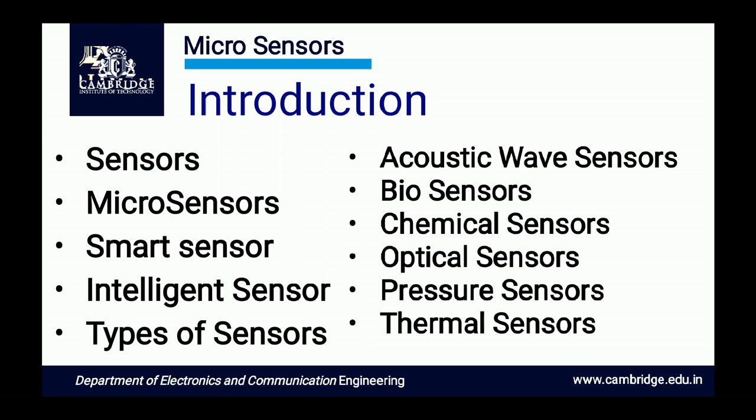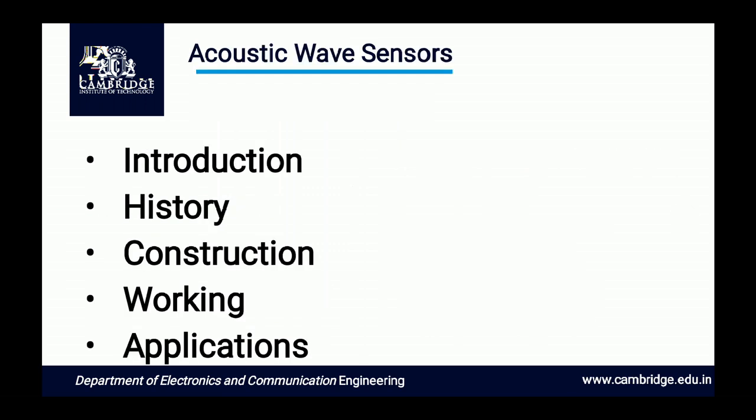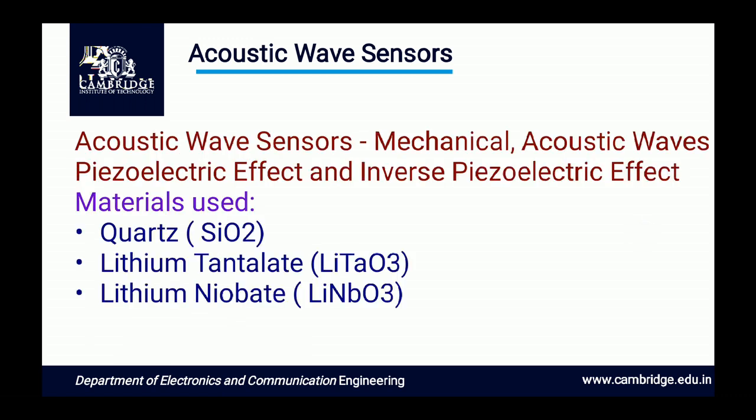Coming to the types of sensors, there are 6 types: acoustic wave sensor, biomedical sensor, chemical sensor, optical sensor, pressure sensor, and thermal sensors. Let's move our discussion to the acoustic wave sensor. We will discuss the introduction, history, construction, working principle, and applications of acoustic wave sensors.